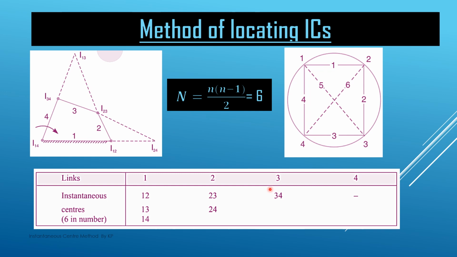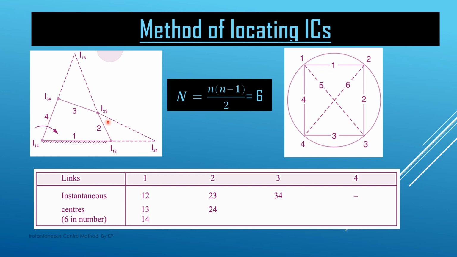Now, we have already discussed that when links have a pin connection, the IC lies at the pin joint. Links 1 and 2 have a pin connection, so I12 lies at the pin joint. Similarly, 2 and 3 have a pin connection, so their IC lies at I23. Similarly, 3 and 4 have a pin connection, so their IC lies at I34. Similarly, 1 and 4 have a pin connection, so their IC lies at I14. So out of these 6 ICs, 4 ICs we have already located easily with basic knowledge only. Only these 2 ICs, I24 and I13, we have to locate.